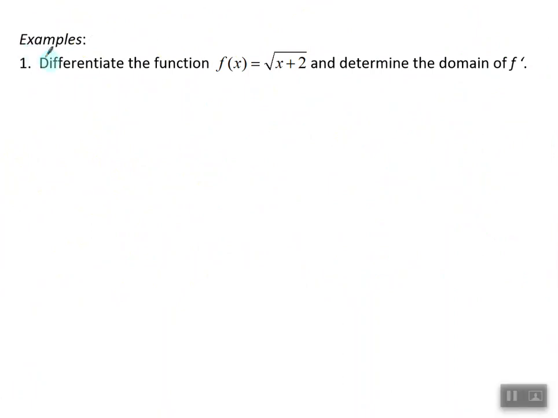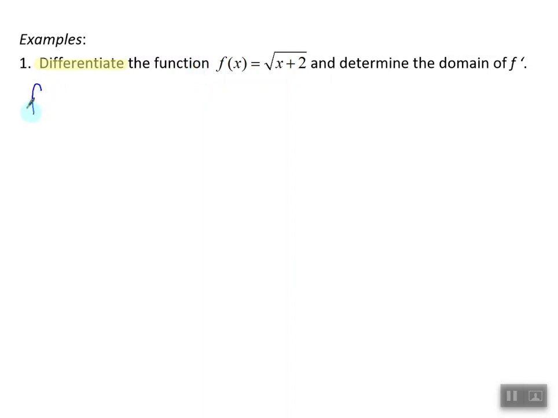Let's take a look at this example. 1. Differentiate the function f of x equals square root of x plus 2 and determine the domain of f prime. So remember that differentiate means find the derivative. And because it's not asking for the derivative at a point, we want the derivative function.